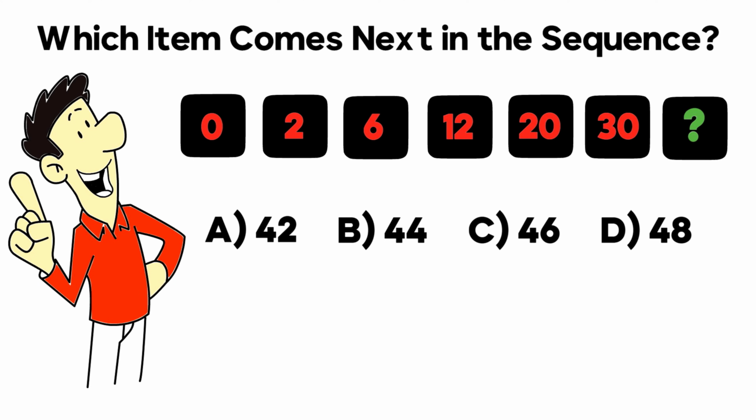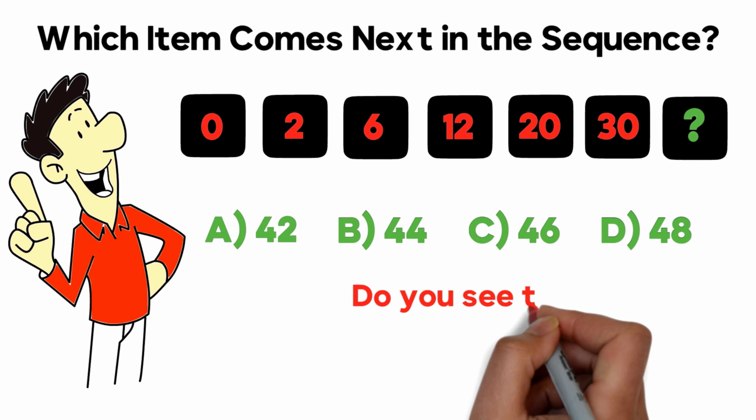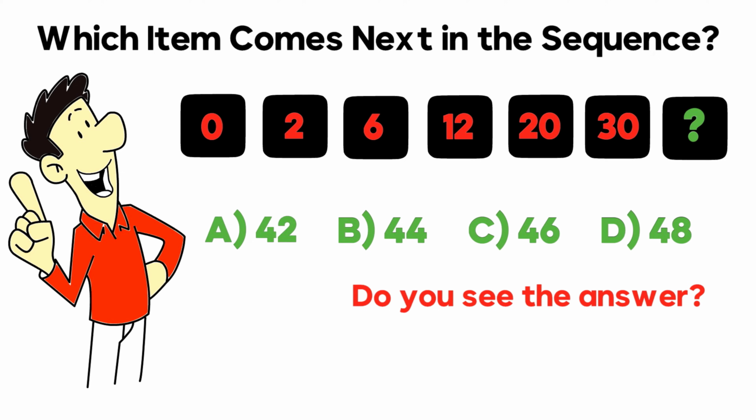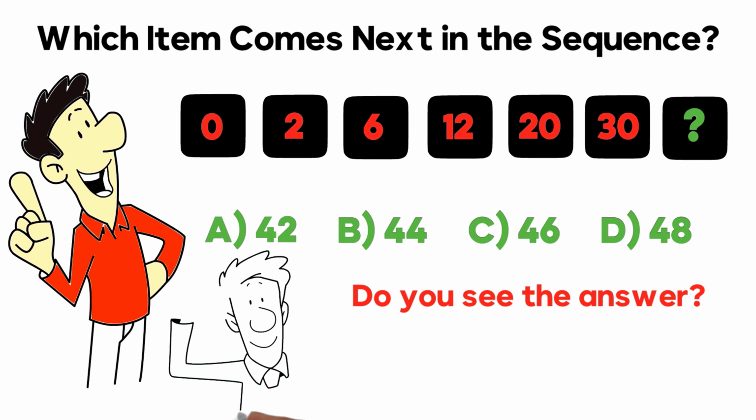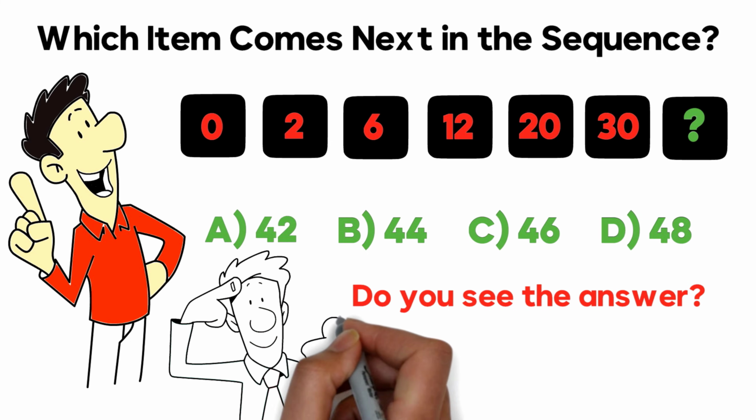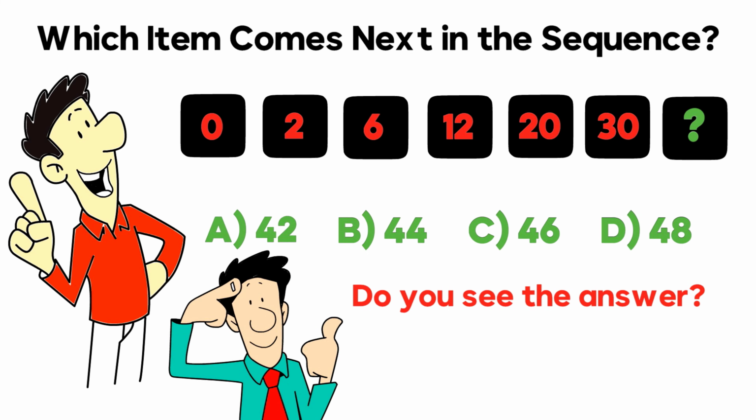And you're being asked to select one of the 4 following choices. Choice A, 42. Choice B, 44. Choice C, 46. And choice D, 48. Do you see the answer? It may or may not be obvious, depending upon your skills of detecting the pattern. Like it or not, we're gonna continue and I'll share with you the answer.